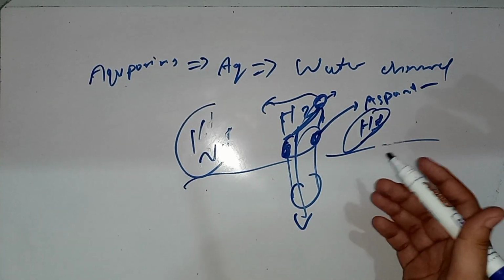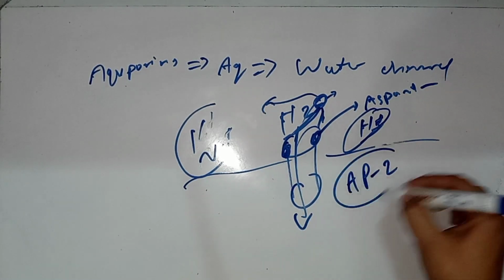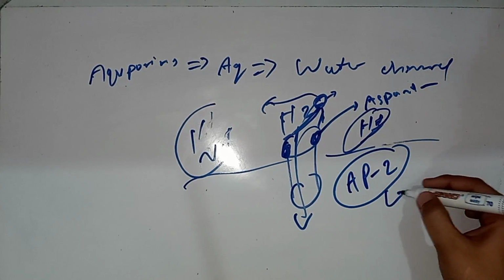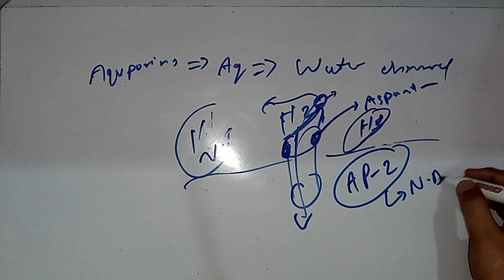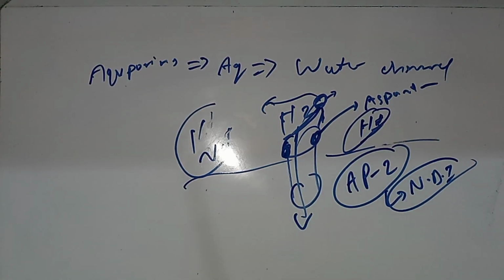However, if there is some mutation in the aquaporin protein, especially aquaporin 2, it can lead to nephrogenic diabetes insipidus, in which water channels are not sensitive to the hormones. As a result, there is inability to concentrate the urine.